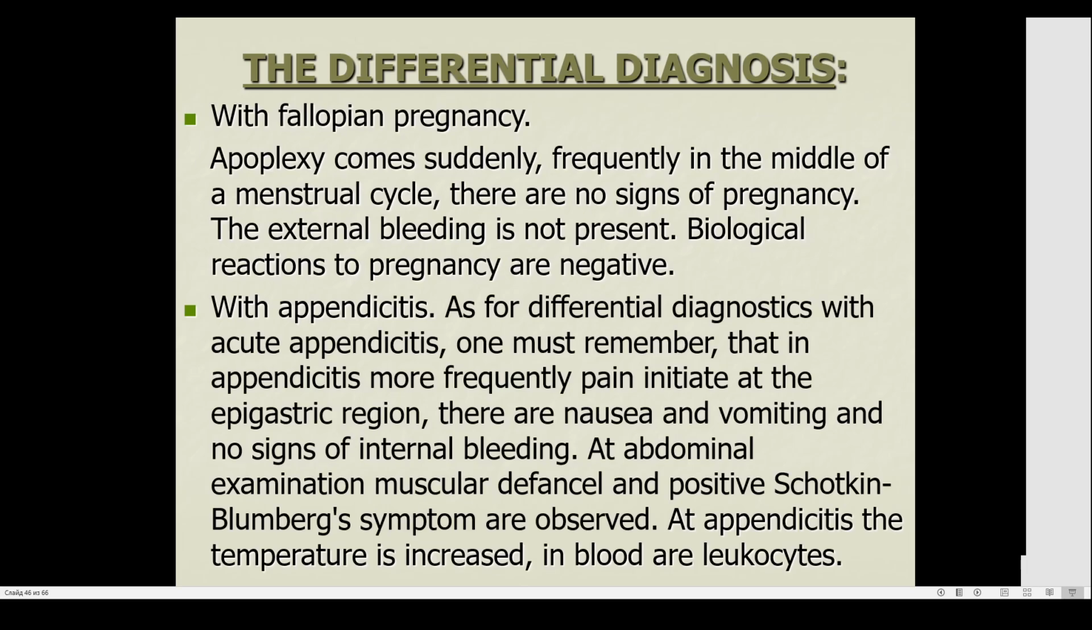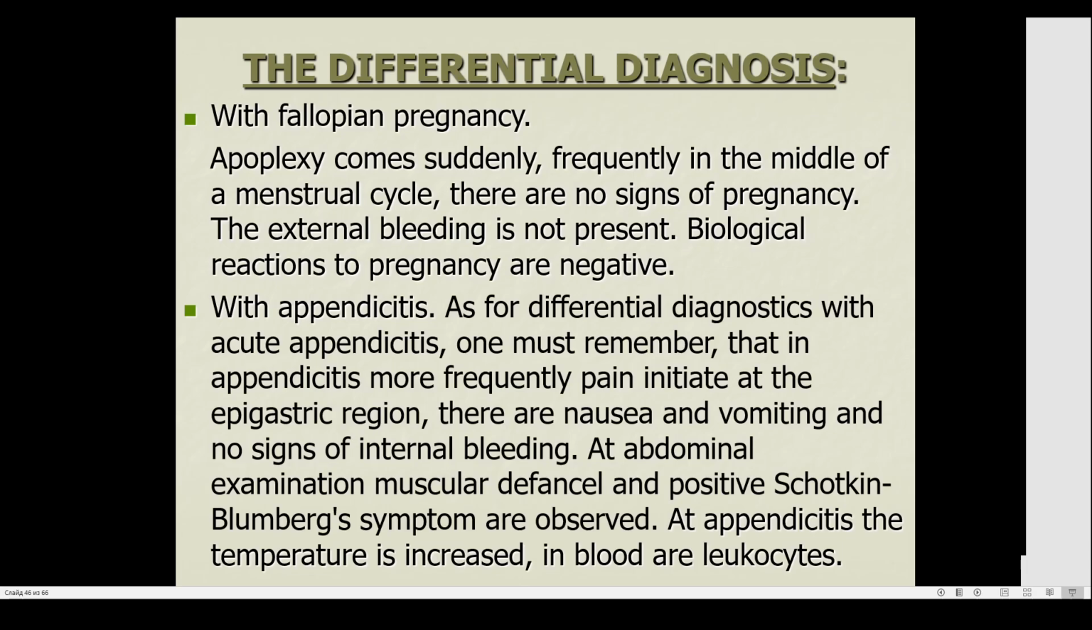In the differential diagnosis with fallopian pregnancy, with pregnancy in the fallopian tubes: apoplexy comes suddenly, frequently in the middle of the menstrual cycle. There are no signs of pregnancy. External bleeding is usually not present. The biological reactions to pregnancy are negative.